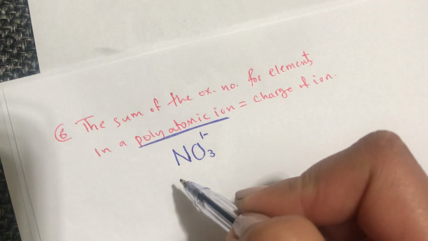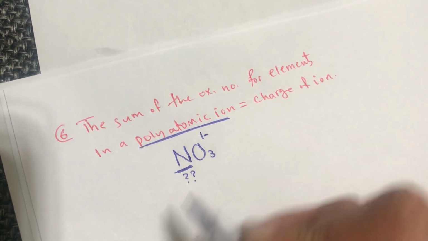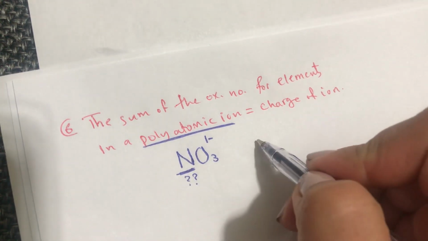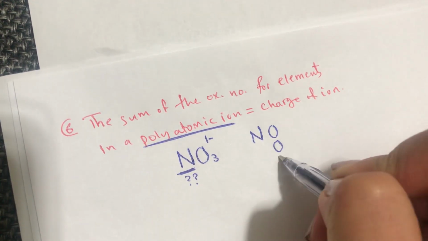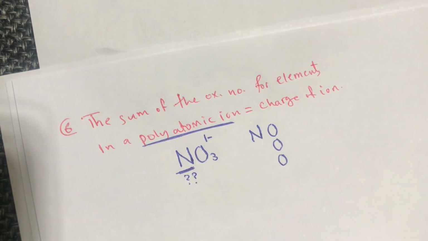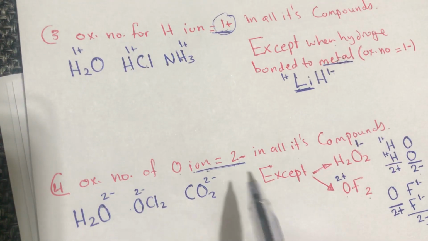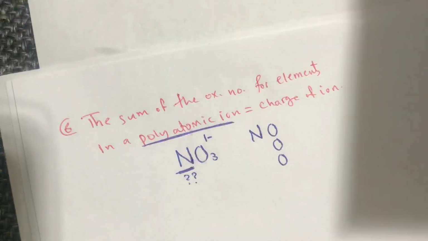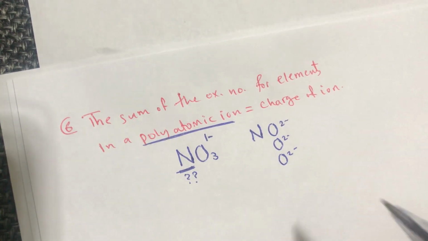It carries a charge of -1. So what is the oxidation number of nitrogen in this compound? This compound contains 1 nitrogen atom and 3 oxygen atoms. According to rule number 4, the oxidation number of oxygen equals -2. So here -2, -2 and -2.